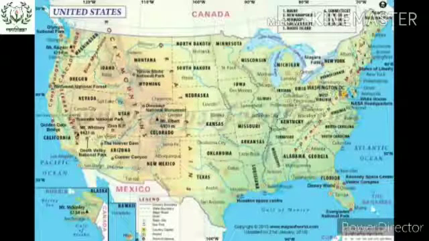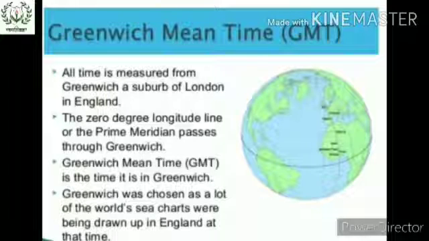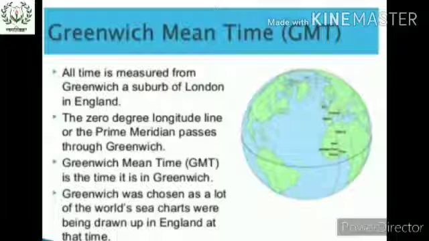Now we have to know what is Greenwich Mean Time or GMT. All time is measured from Greenwich, a suburb of London in England. The 0 degree longitude line or the prime meridian passes through Greenwich. Greenwich Mean Time (GMT) is the time it is in Greenwich. Greenwich was chosen as a lot of world's sea charts were being drawn up in England at that time.